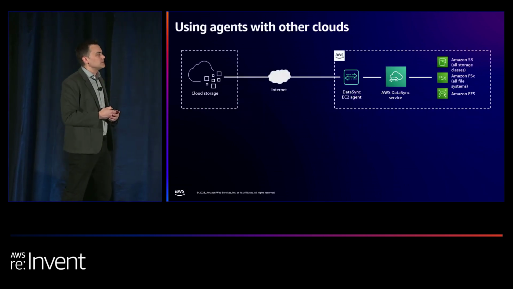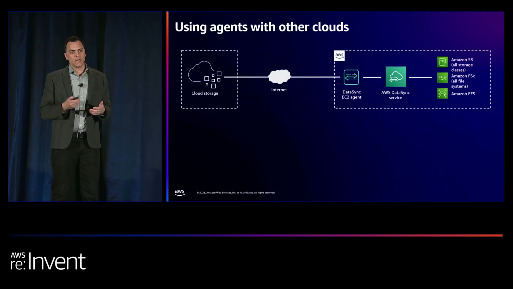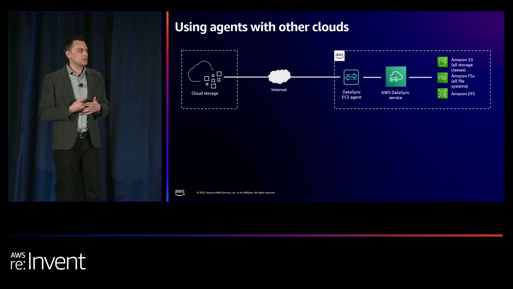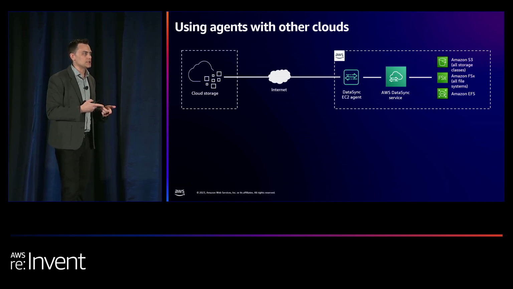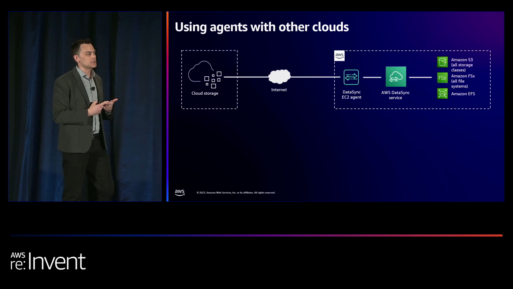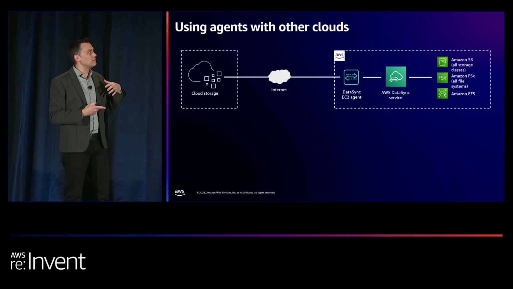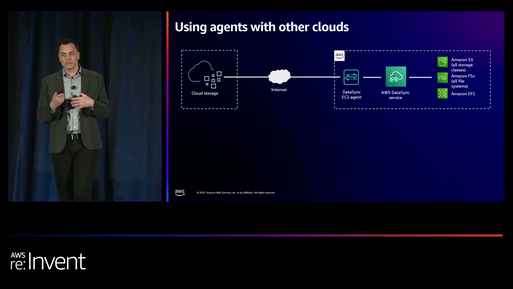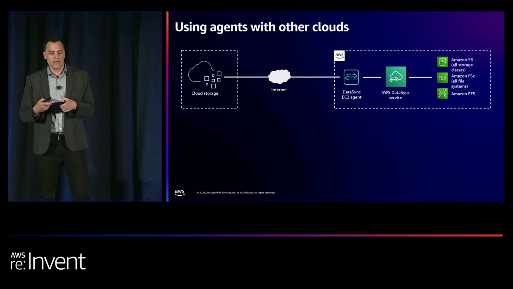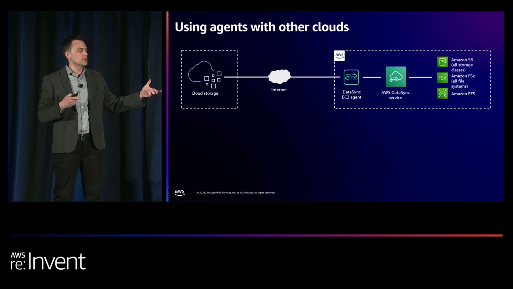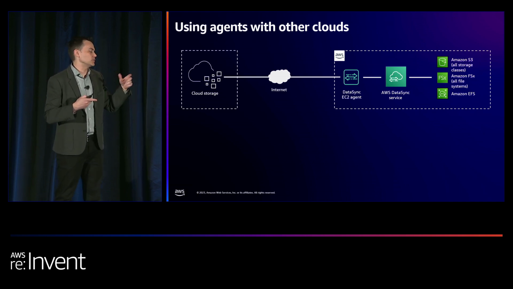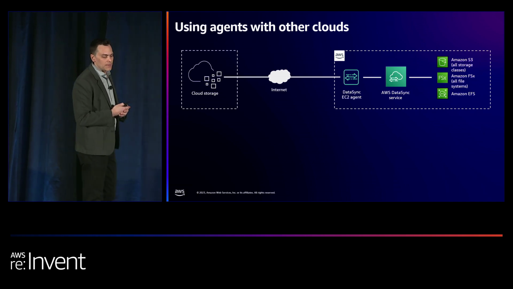Now, one thing to think about as you're using agents with other clouds, you really have two options. Because if you remember, I mentioned that you can deploy the agent as an EC2 instance. You can actually also deploy it on the other clouds as well with a little bit of extra work to convert that EC2 AMI to a virtual machine that can run on other clouds.